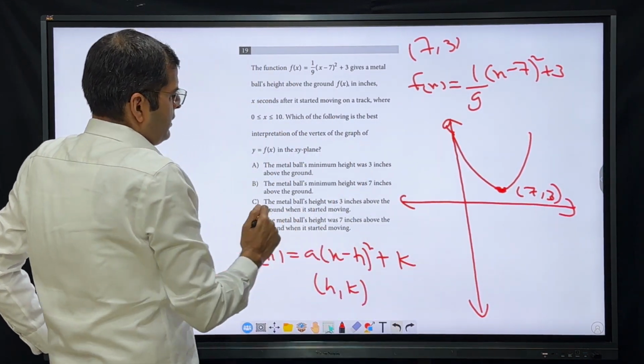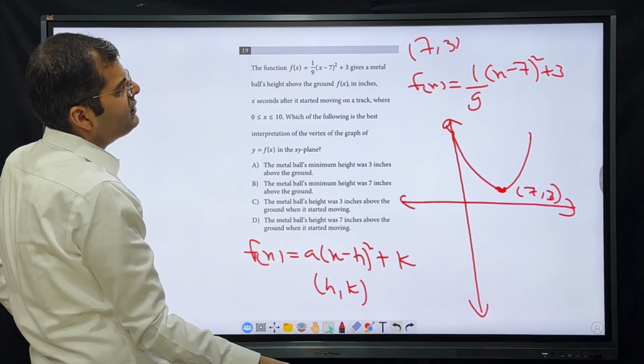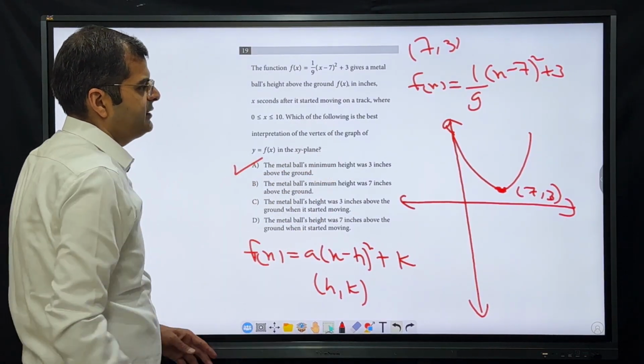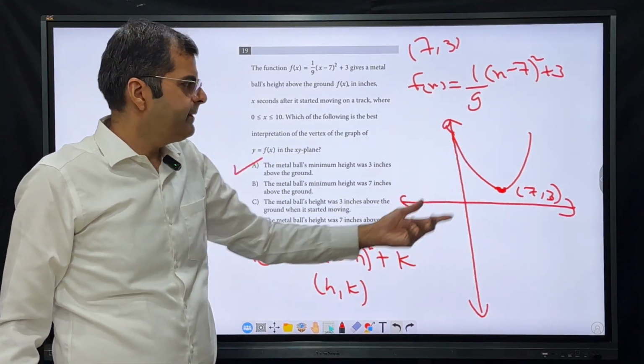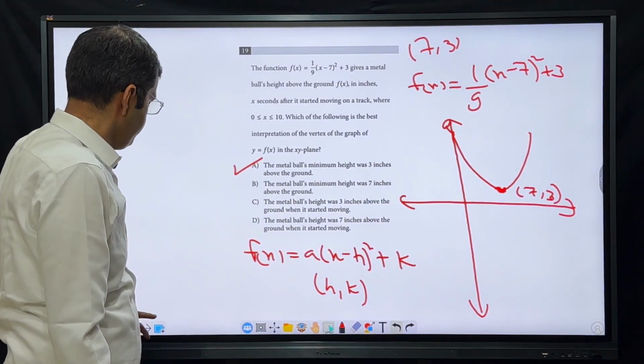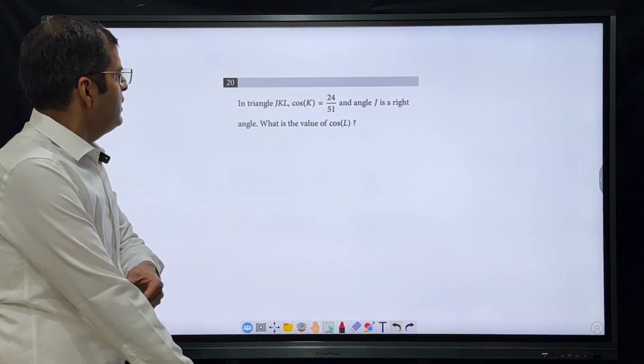Now it says the metal ball's minimum height was 3 inches above the ground. This is the right answer. When I see it, minimum height is 3. Any other height will be more than 3. So answer option A is correct here. Now we look at the next question.